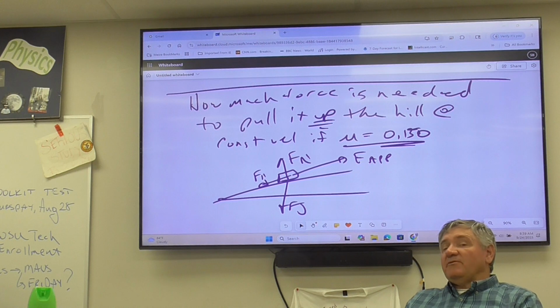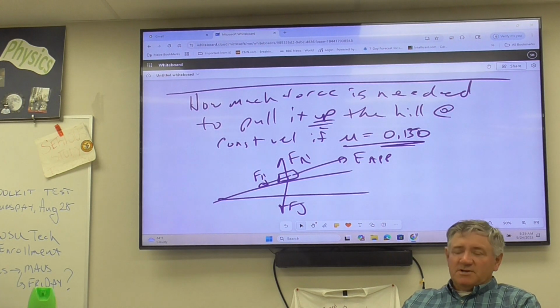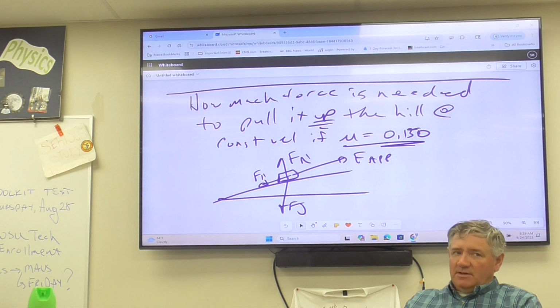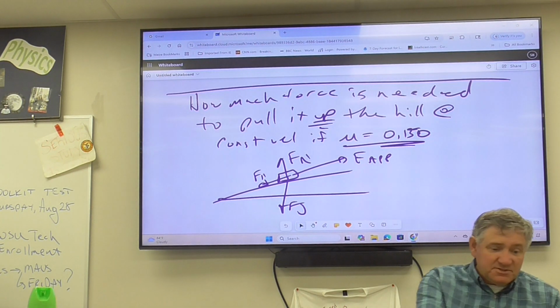The mower is going up the hill. Which direction is force parallel going to act? Down. Always down. Force parallel always acts down the hill. But which direction is force friction going to act? Down the hill. Why? Because you're going up. Which direction does friction always act? Opposite the direction of motion.